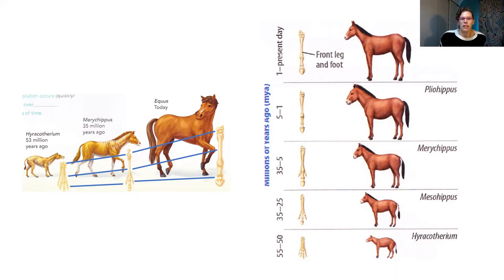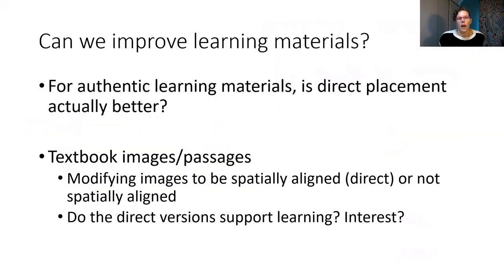So it does seem like there is potential to improve the figures that we're seeing. And so that's where we're starting with one of the studies we're doing currently. We're trying to ask, can we actually improve the learning materials, right? So given all these other realistic constraints on figures and textbooks, if we just make things in direct alignment, in direct placement, does that actually improve the learning material, and do you get better learning from that?